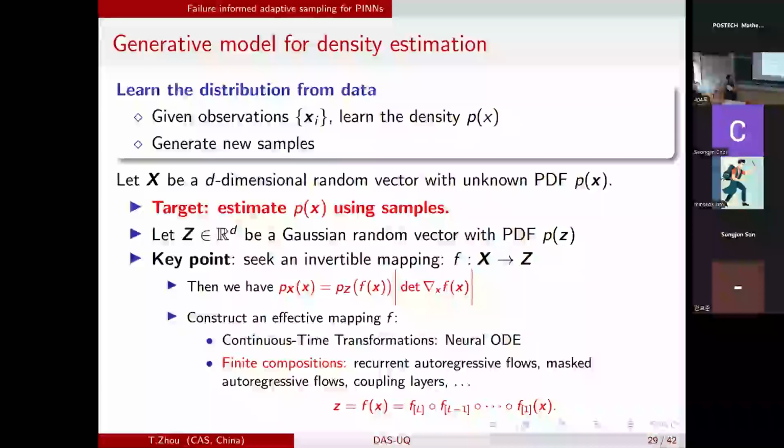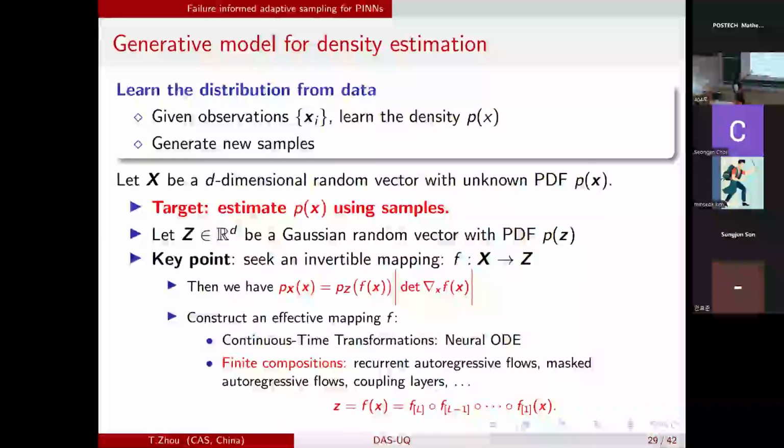You want to approximate a very complicated density, but now you change the problem into approximating a mapping. You just model the map with neural networks. Once you train the neural networks, you can sample with a Gaussian random variable and then compute the Jacobi to generate new samples for the density. And the density has an almost explicit formula here. But the idea is here, but the key issue is how to design this mapping.